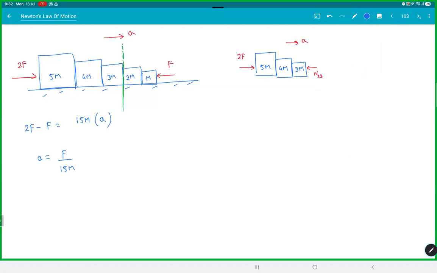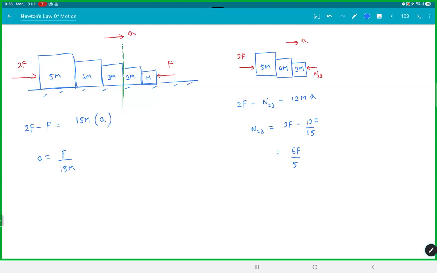For these three blocks, they don't know who is m, who is 2m, or who is F. They will think the force is N23. So 2F minus N23 equals 12m times a. So N23 is 2F minus 12ma, that is 2F minus 12F by 15, which gives 6F by 5.